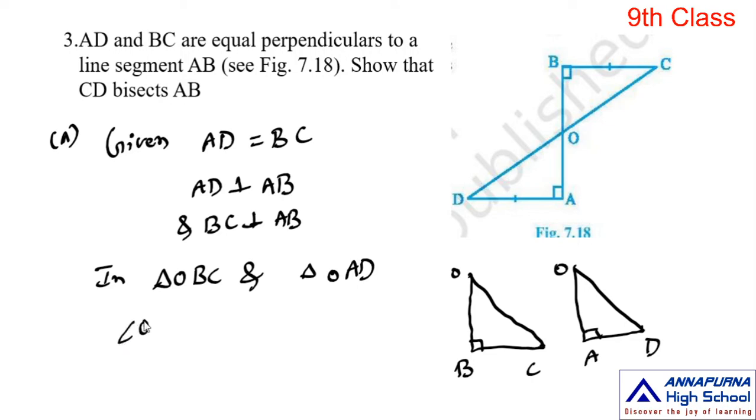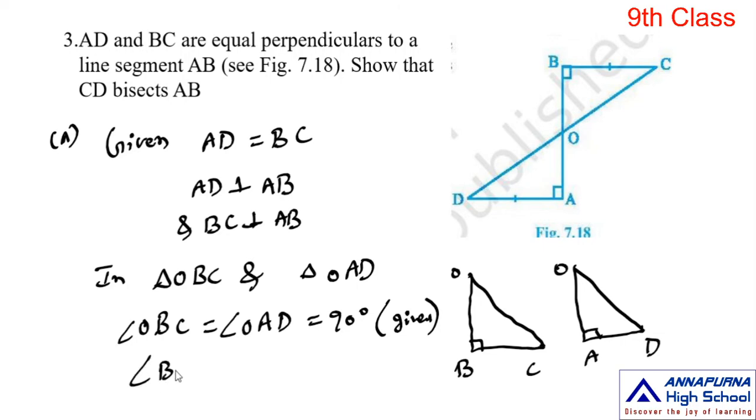Angle OBC is equal to 90 degrees and angle OAD is equal to 90 degrees. So angle OBC is equal to angle OAD, equal to 90 degrees. These two angles are equal because angle B is 90 degrees and angle A is 90 degrees. Given condition, AD is perpendicular to AB and BC is perpendicular to AB.